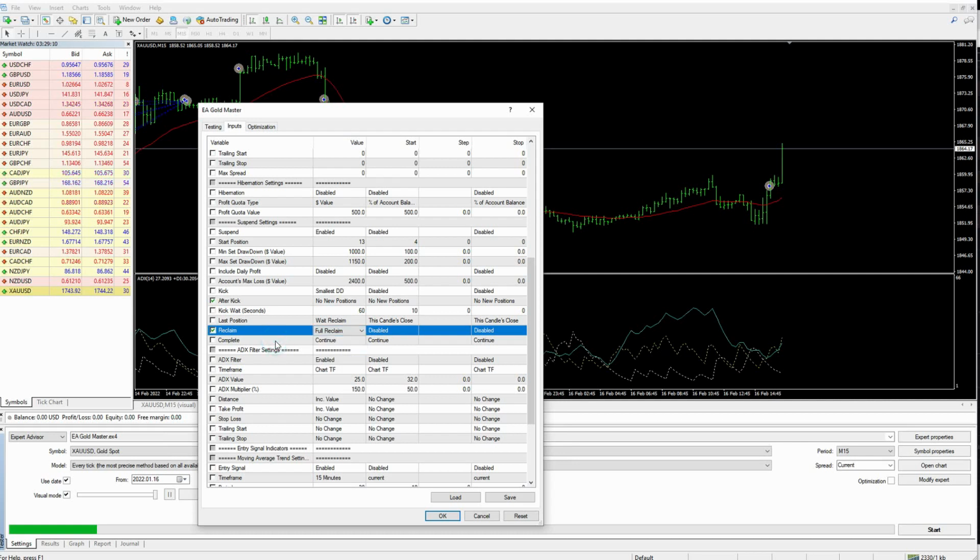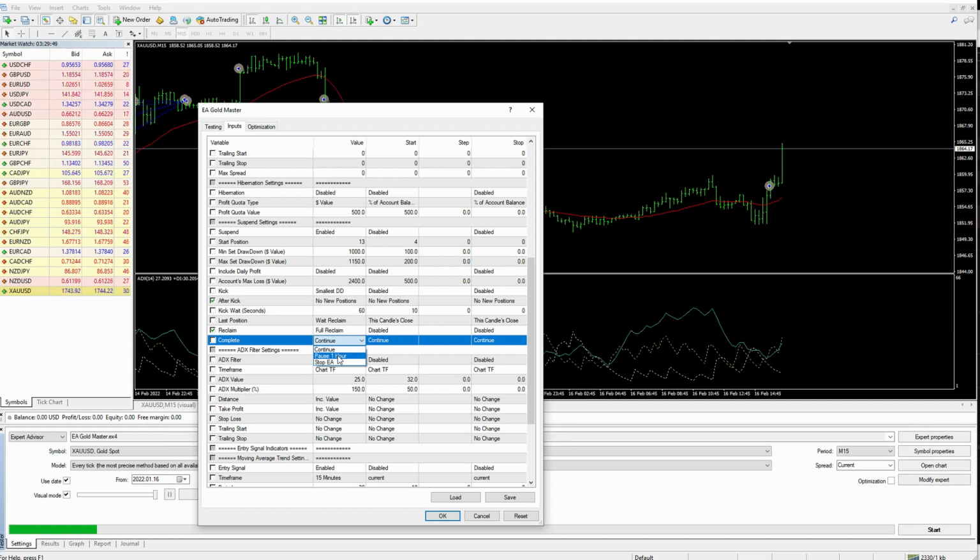Now the last one would be complete, okay. What this means is once the Suspend cycle completes, what you want the EA to do. So once it completes, you want it to continue trading, or you want it to pause for 1 hour. Now I feel this is good because sometimes when you have like NFP, and the market is very, very volatile, you want to say, okay, I want to get out of this basket as soon as possible, and I want to just stop trading during that hour or 2, and wait till market stabilizes again, okay. So you can choose this option, okay.